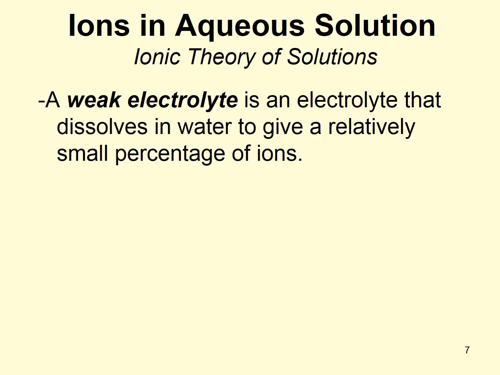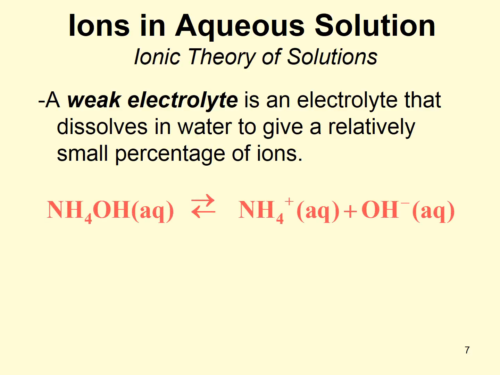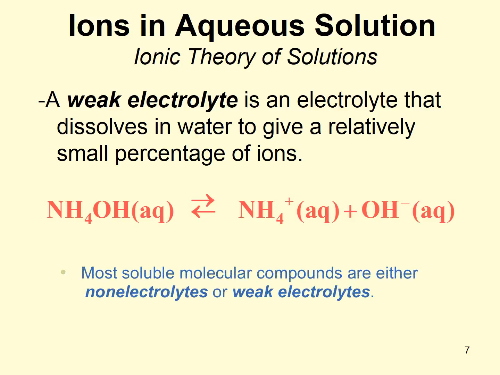And then if something doesn't dissolve very well, it's called a weak electrolyte. So it dissolves a little bit. There's a small percentage of ions that dissolve. An example of that is ammonium hydroxide. You can see the double arrows represent the fact that it doesn't completely go to the right or the left. So some are broken apart, some are not broken apart. And so it's a weak electrolyte.